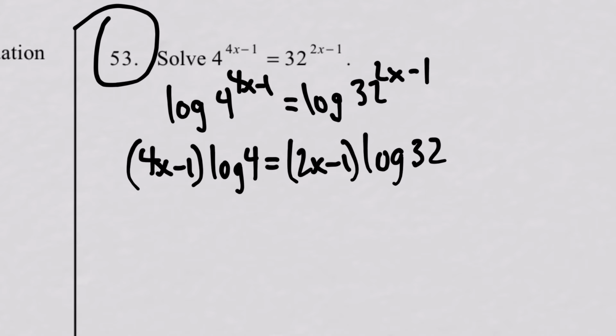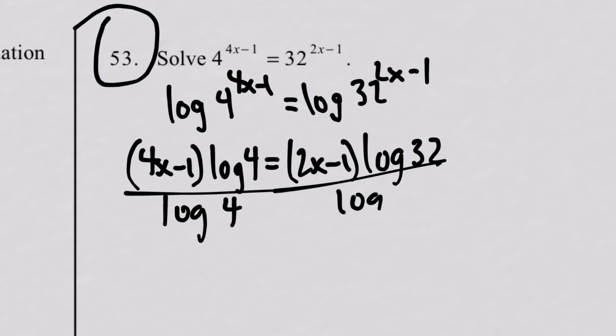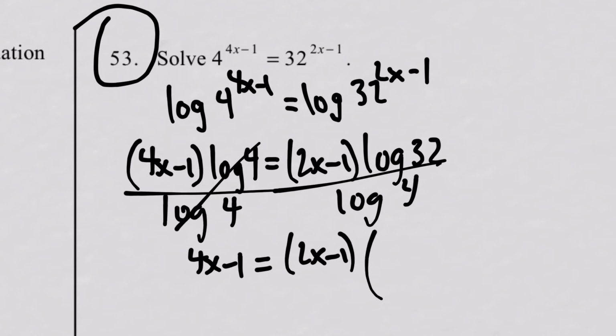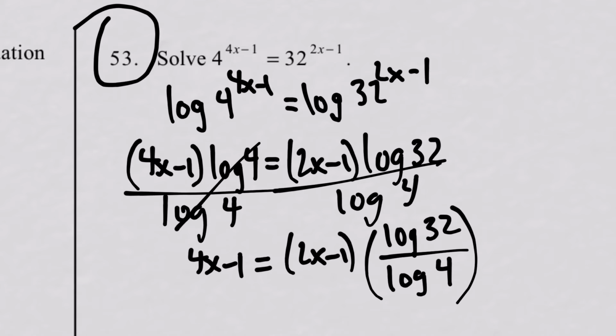Next, I'm going to try to isolate the x's by dividing by log of, what would be easier? Log of 4. Right. I'm going to divide by log of 4. That cancels. So it's 4x minus 1 equals 2x minus 1, and I'm going to still leave it in parentheses, times log of 32 over log of 4. And in order to save myself some time, I'm just going to go ahead and calculate that right now and write it as a decimal or as a whole number, depending on what my calculator tells me. Although I already know what it is.